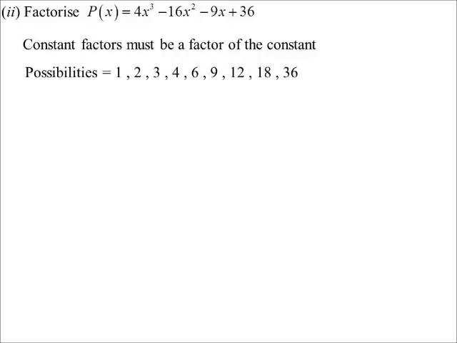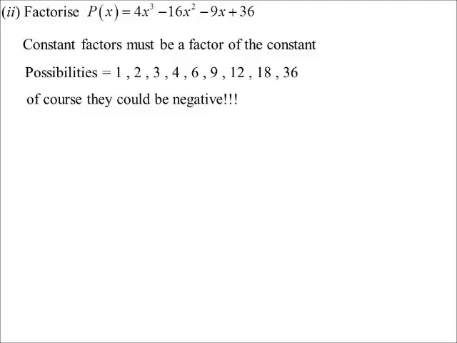So if they're going to be factors, there they are. I could have 1, 2, 3, 4. I deliberately picked a number there that had a lot of factors. 6, 9, 12, 18, 36. They're all possibilities that I could try. But they could be negative as well. So we've got -1, -2, -3, -4, -6, -9, -12, -18, and negative 36.